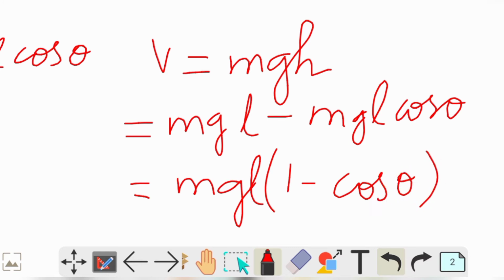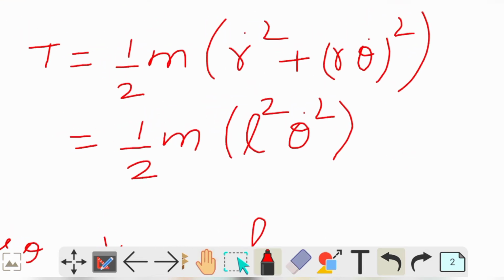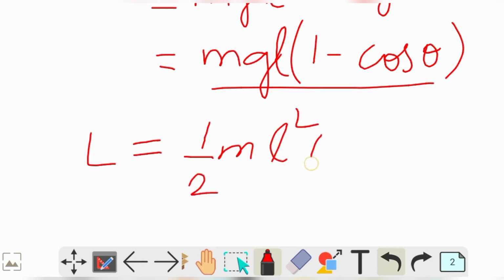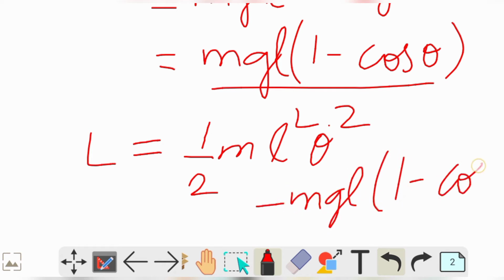So we have calculated the potential energy and also the kinetic energy, so that we can easily define the Lagrangian, which is L equal to kinetic energy minus potential energy. L is equal to half m L square theta dot square minus mgL (1 minus cos theta).